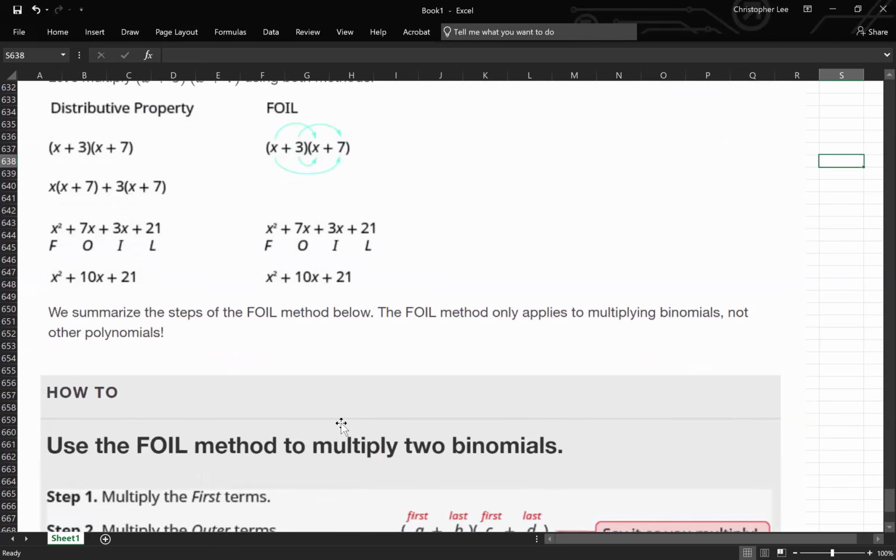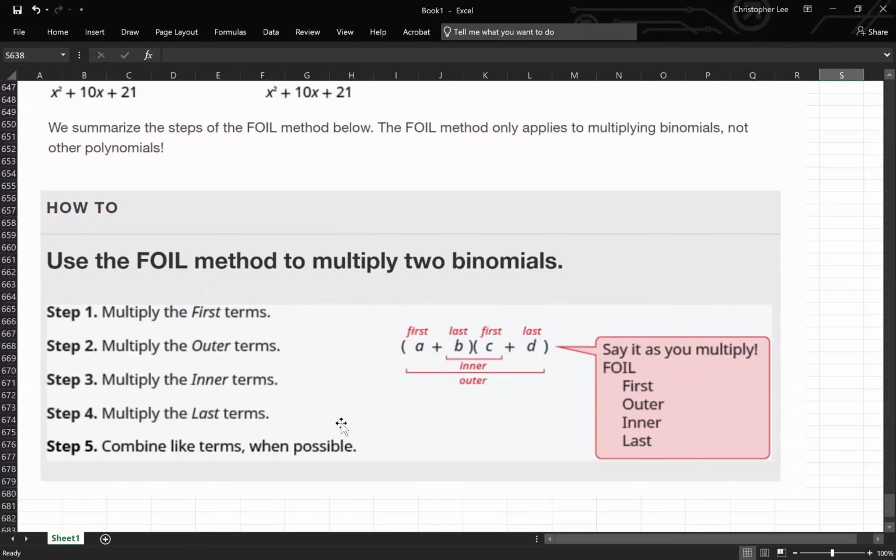So basically, what does that mean? The FOIL method is a trick that only works when you're multiplying two binomials. But when you have to multiply two polynomials, you want to use the distributive property. That'll be the easier one. All right. So check this out.